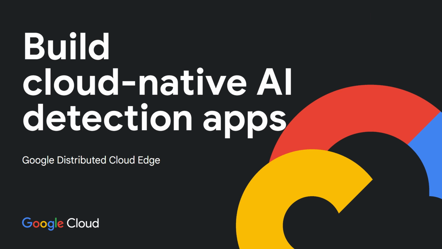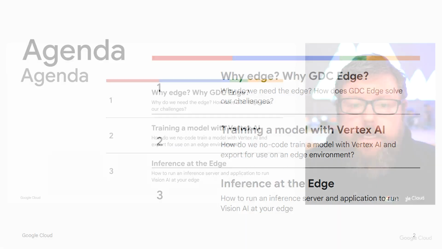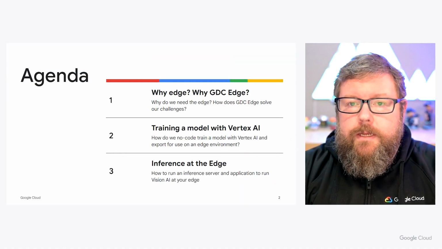In this video, we'll be developing and deploying a cloud-native AI detection application built for the edge. We're going to walk through why we want to use the edge. We'll then walk through some training and how we train our model using Vertex AI up in the cloud. And then we'll follow up by actually running the inferencing at that edge. To start off, my name is Mike Ensor, and I'm a tech lead for Google's distributed cloud edge.